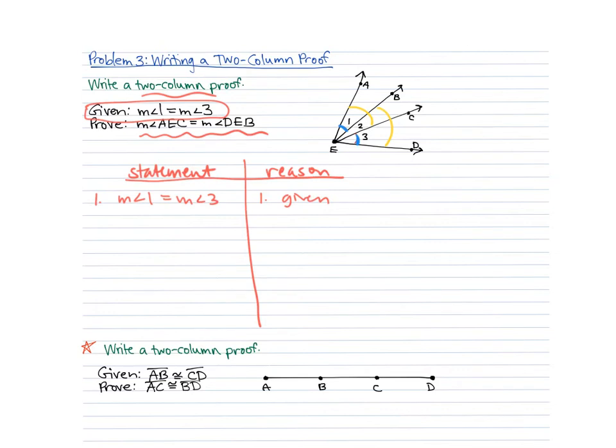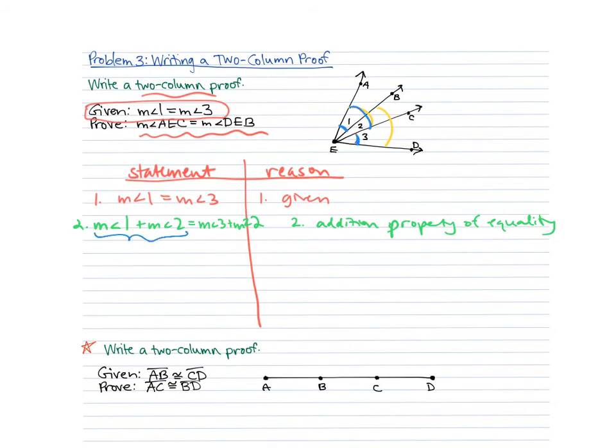So we can say that we can actually add the measure of angle 2 to both sides. So the measure of angle 1 plus the measure of angle 2 is going to equal the measure of angle 3 plus the measure of angle 2, right? And we know that because we just added the same thing to both sides. So this is the addition property of equality.